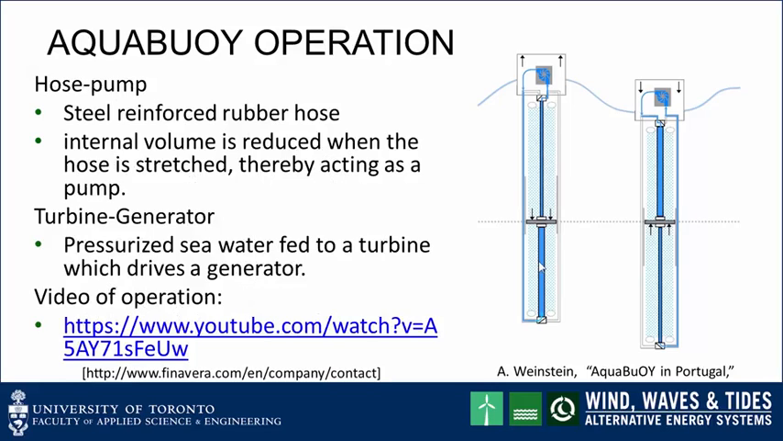So let's talk about how this actually operates then. The hose pump in operation is a steel reinforced rubber hose, and the internal volume is reduced when the hose is stretched, thereby acting as a pump. So in this case, where the buoy has been raised by the passing of the wave, as you see here, essentially the water is forced out of this stretched part of the hose pump, so the piston moves relative to the tube. Actually, this thing all moves up relative to the piston. The water is forced from the tube into a turbine, which is right here, and then it goes back around to the bottom and into the hose pump on the bottom.